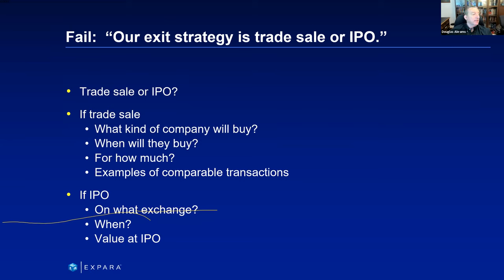Now, again, this is not a prediction. We're not saying who's going to buy us when, for how much. This is a strategy. We're targeting to get this type of company to buy us for about this much in about this amount of time. And here's some examples that show why that's a reasonable strategy. And then if IPO, where, when, and at what value. So we're going to list on what exchange, when are we targeting to list, and how much do we think we'll be able to list for. Again, not predictions, but targets.